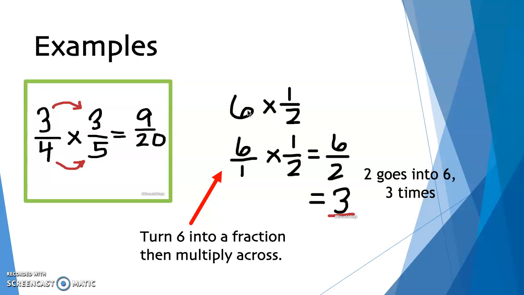This other example, 6 times 1 over 2. 6 is the same as 6 over 1 written as a fraction. So we multiply 6 over 1 times 1 over 2, which gives us 6 over 2. 2 goes into 6 3 times, which gives us 3 as the answer.